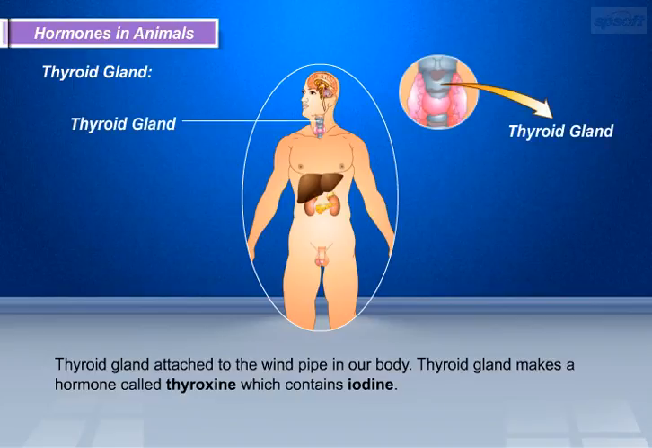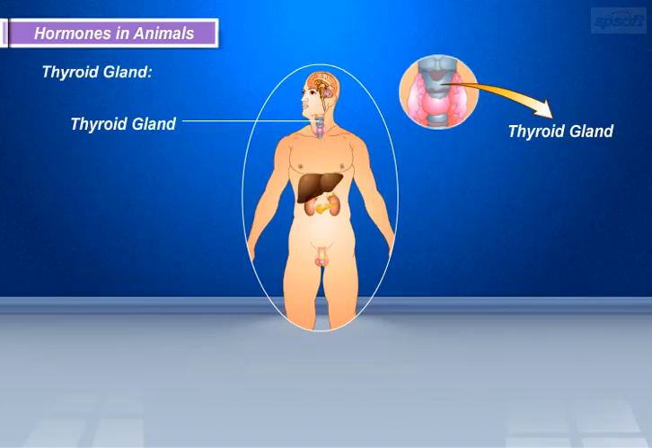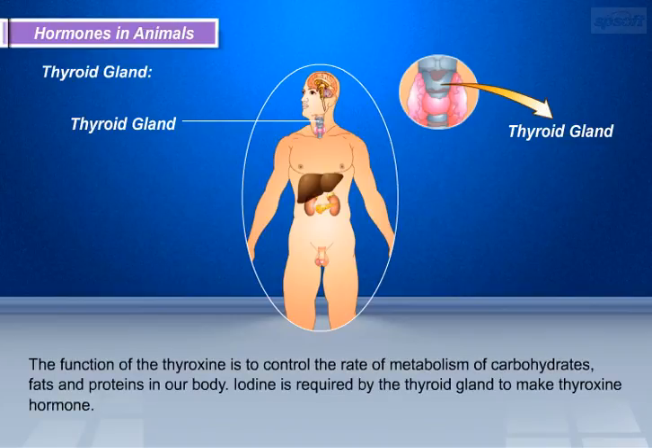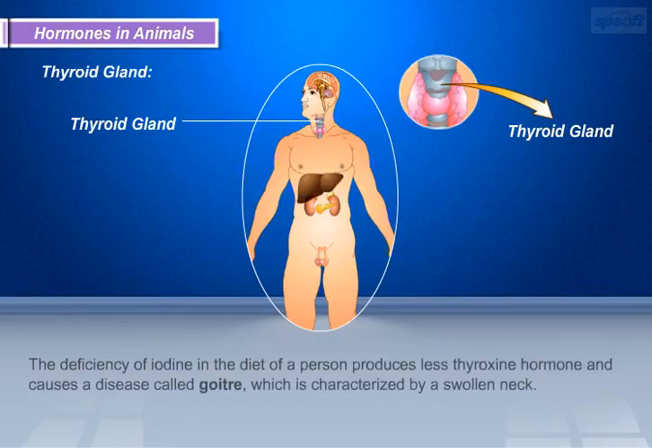Thyroid gland. Thyroid gland is attached to the windpipe in our body. Thyroid gland makes a hormone called thyroxine, which contains iodine. The function of thyroxine is to control the rate of metabolism of carbohydrates, fats, and proteins in our body. Iodine is required by the thyroid gland to make thyroxine hormone. The deficiency of iodine in the diet of a person produces less thyroxine hormone and causes a disease called goiter, which is characterized by a swollen neck.